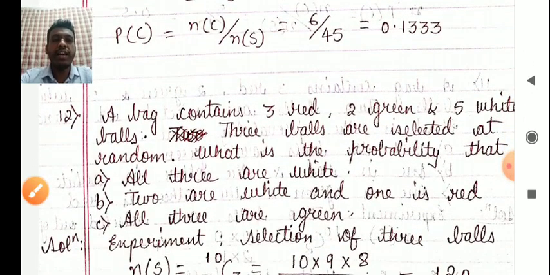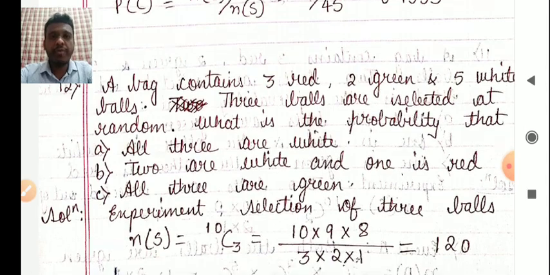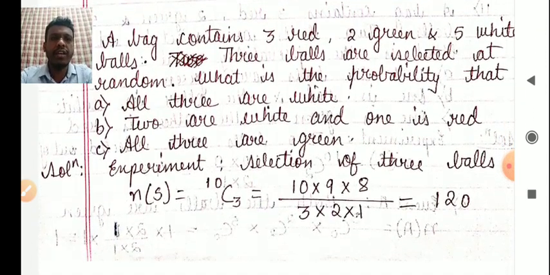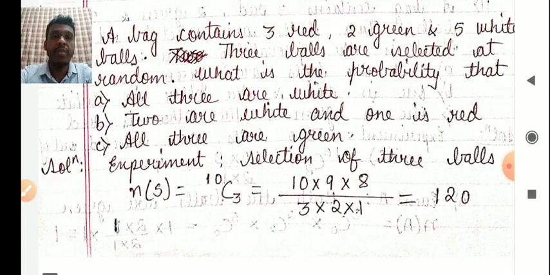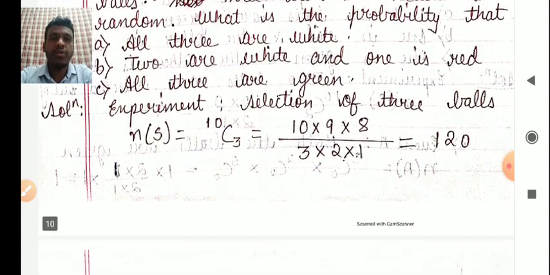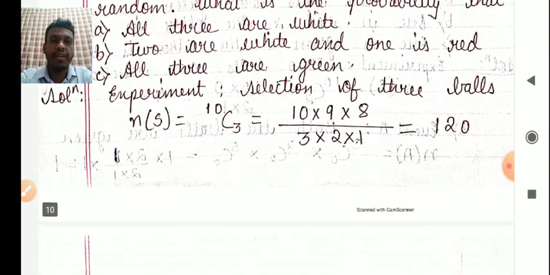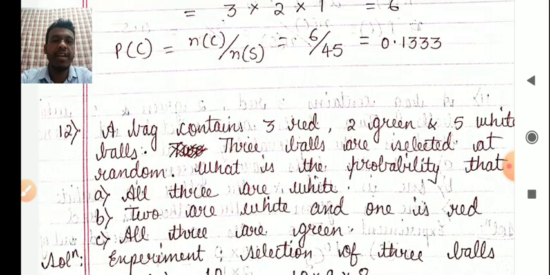Now let us see a similar kind of problem, but instead of 2 balls, we are taking 3 balls at a time. So same problem I have taken. A bag contains 3 red, 2 green, 5 white balls. 3 balls are selected at random. What is the probability that all 3 are white? 2 are white and 1 is red. All 3 are green. Okay, these are the 3 cases. Now the experiment is again the same, but here we are selecting 3 balls.